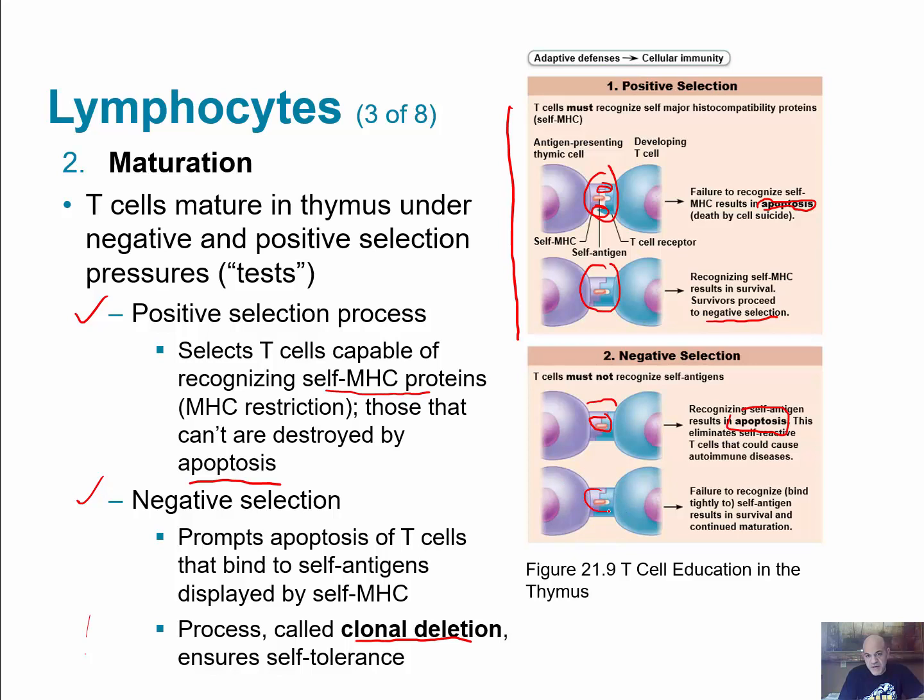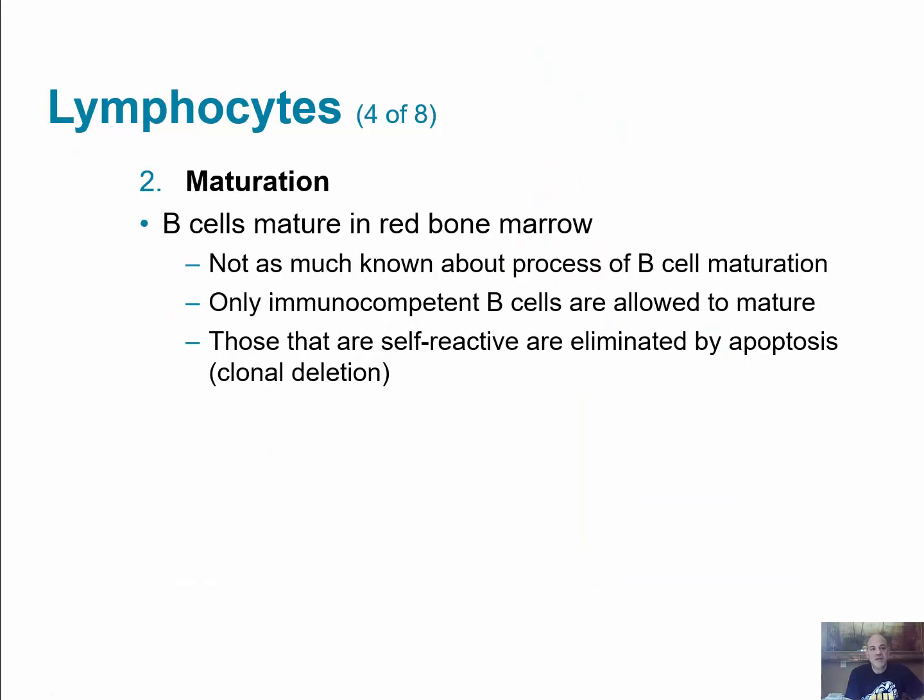And so if we have a failure to recognize, and that's the case right here, where you don't see a real good fit in this model, in this case the cell goes on to continue for maturation to become a T lymphocyte, or a naive T lymphocyte.